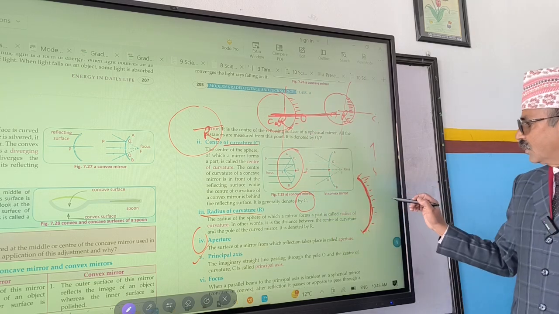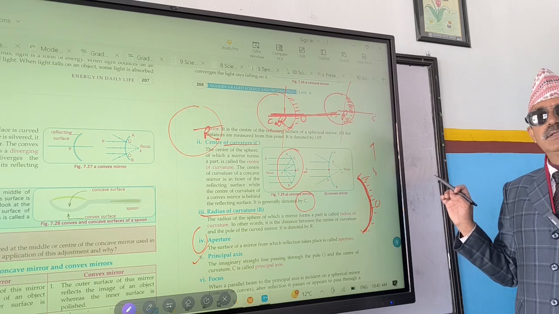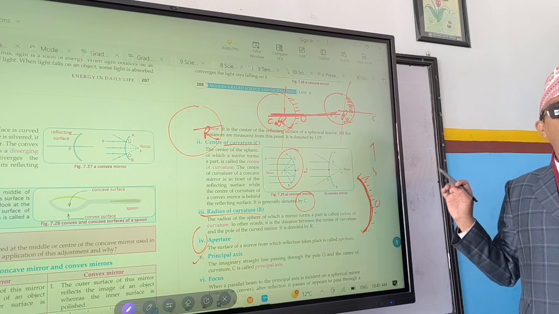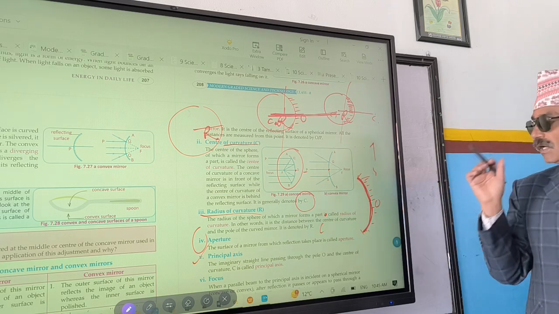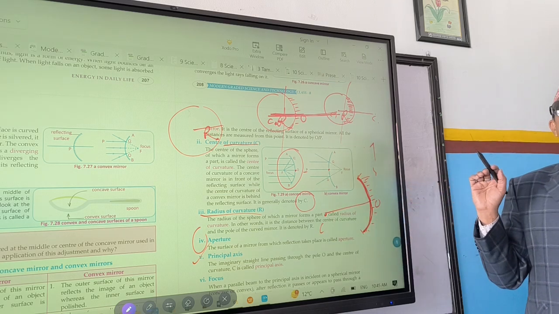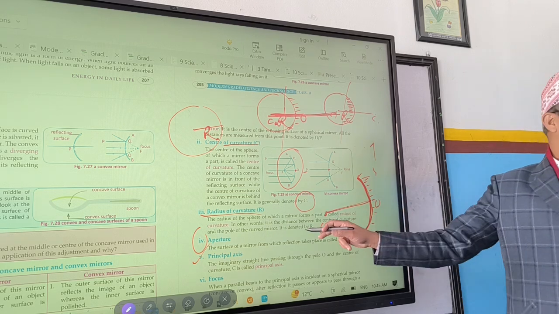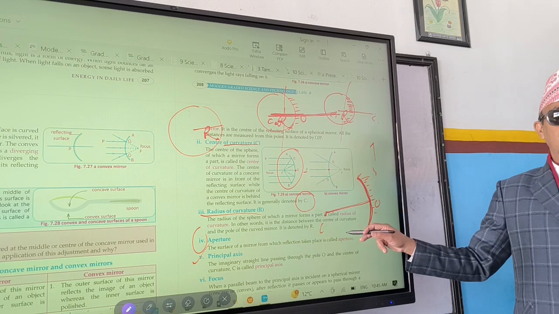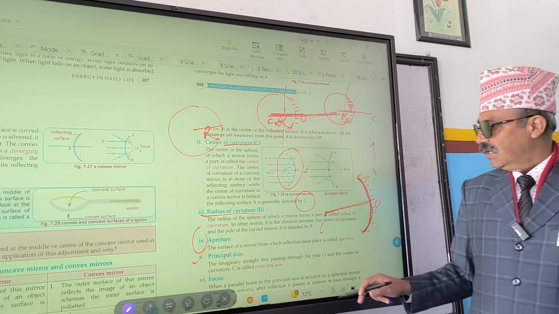Principal axis. So suppose, what is this? Optical center or pole of the mirror, and what is this? Center of curvature. This distance is called radius of curvature. The line is called principal axis. What is the line called? Principal axis. The distance is called radius of curvature.